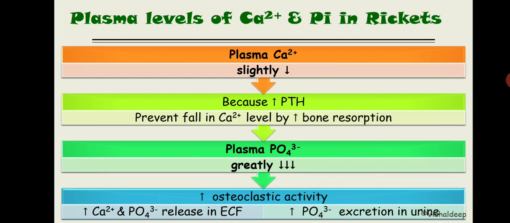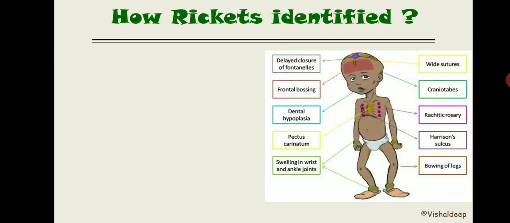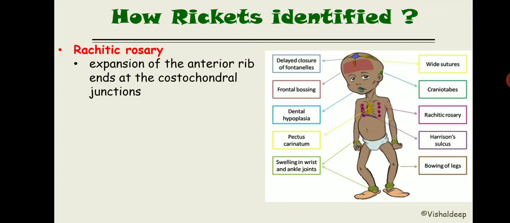Now how can you identify rickets? Let me tell you one thing. If you see a child suffering from rickets, you can easily identify it, as there are certain features, certain signs that you have to look for. The first thing is the rachitic rosary. What is the rachitic rosary? It is nothing but expansion. You see over here the violet dots; they are the expansion of the anterior rib at the costochondral junction. I am going to show you the picture in the next slide, so don't worry. So the meaning of rachitic rosary is the expansion of the anterior rib at the costochondral junction.